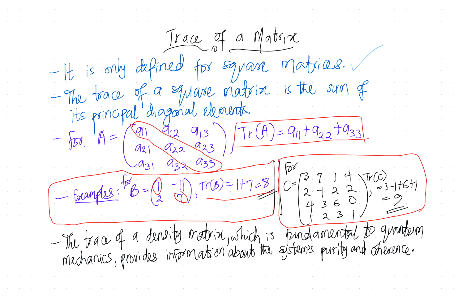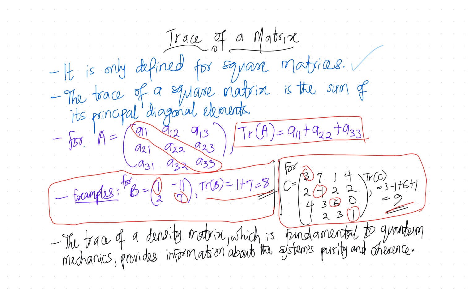Then if we go for this 4x4 matrix C, which is 3, 7, 1, 4, 2, minus 1, 2, 2, 4, 3, 6, 0, 1, 2, 3, 1, of course the trace will be 3 plus minus 1 plus 6 plus 1. That is 3 minus 1 plus 6 plus 1, and the result there is 9. That is the trace of a matrix.